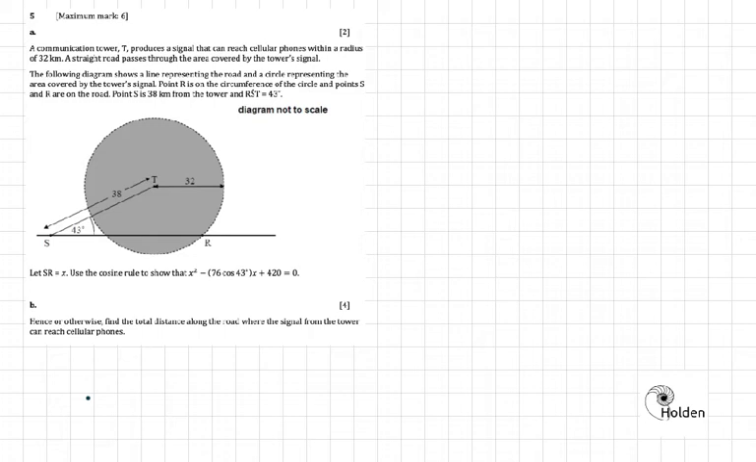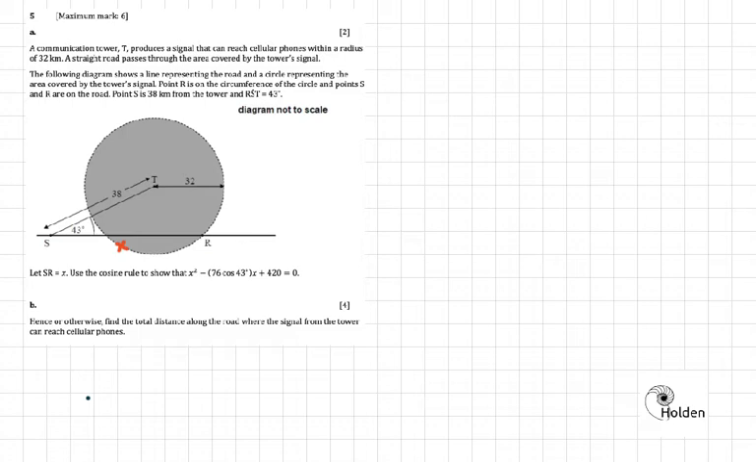S and R are on the road. Point S is 38 kilometers from the tower, and angle RST is 43 degrees as shown. Let SR, the line, equal X. Let's label that: this whole distance here is going to be X. Part (a): using the cosine rule to show that X squared minus and so on equals 0. We'll come back to (b) in a second. It's worth 2 marks, but it's a cosine rule.